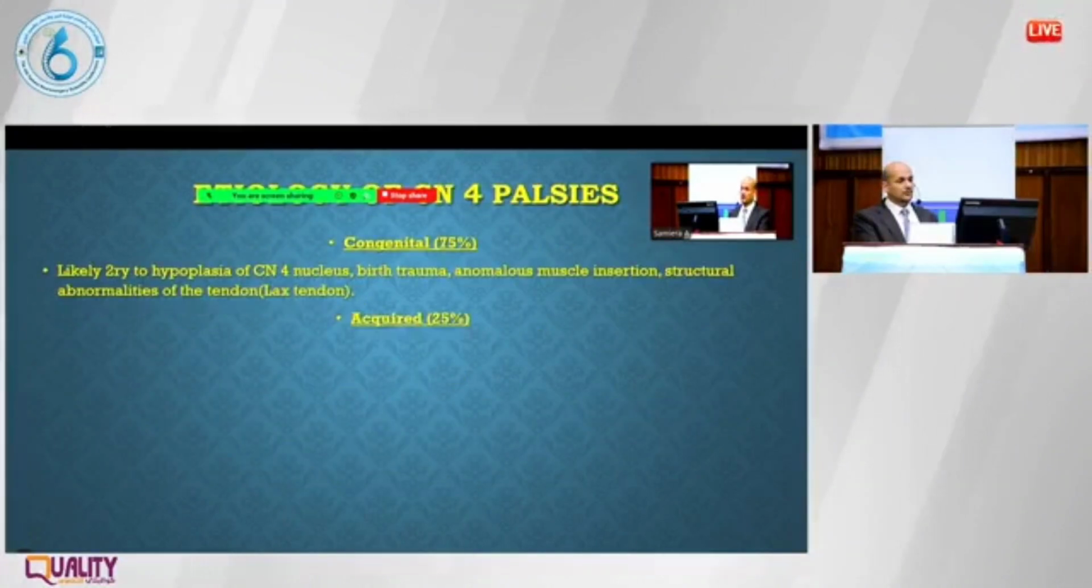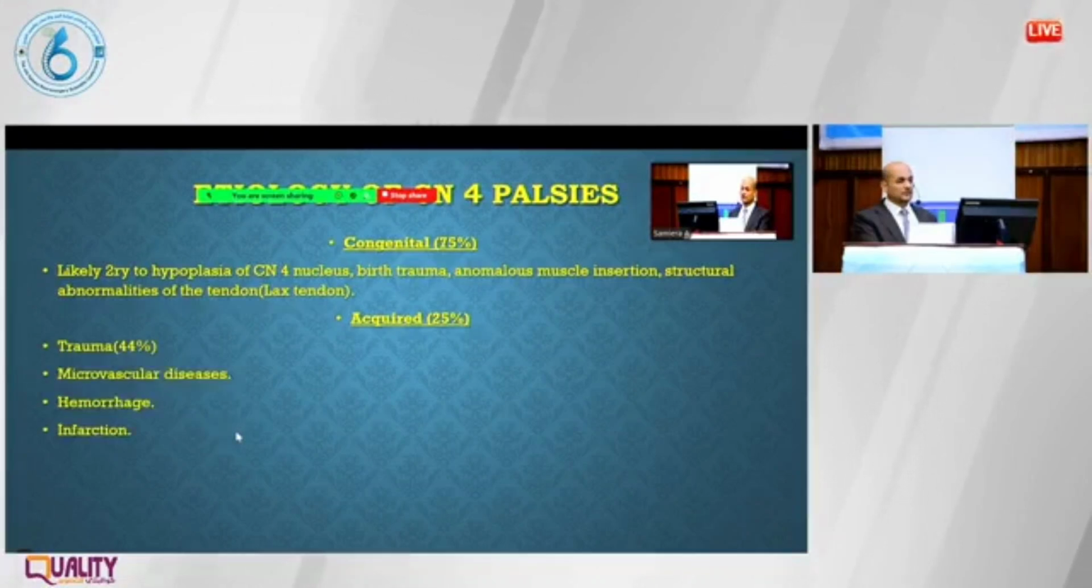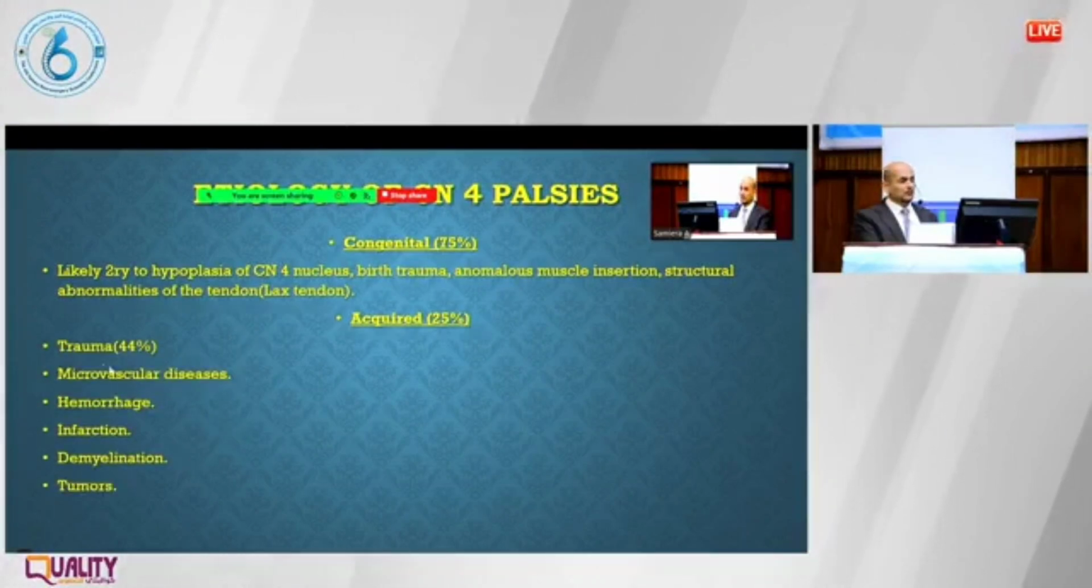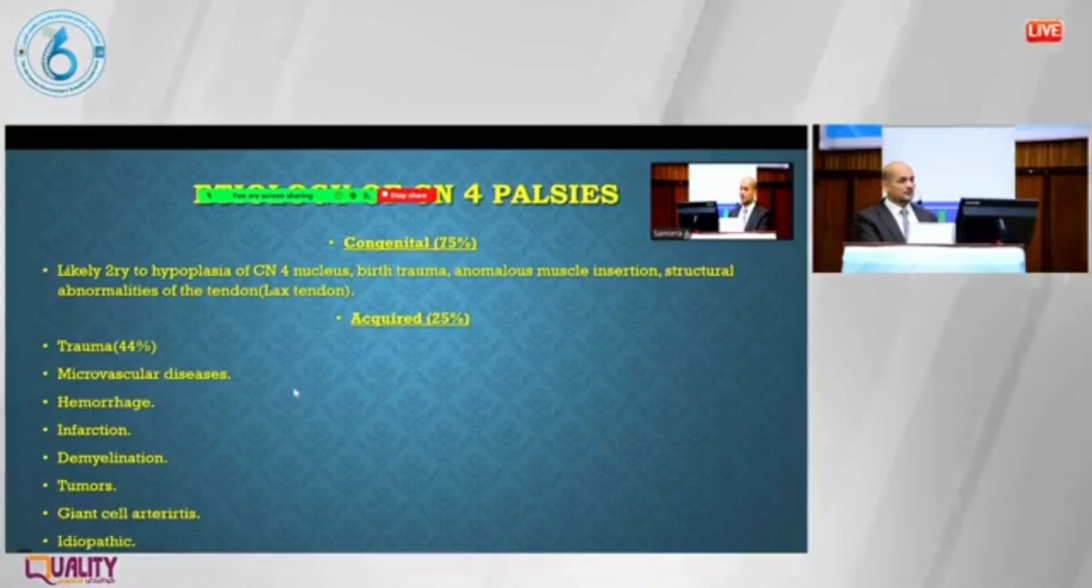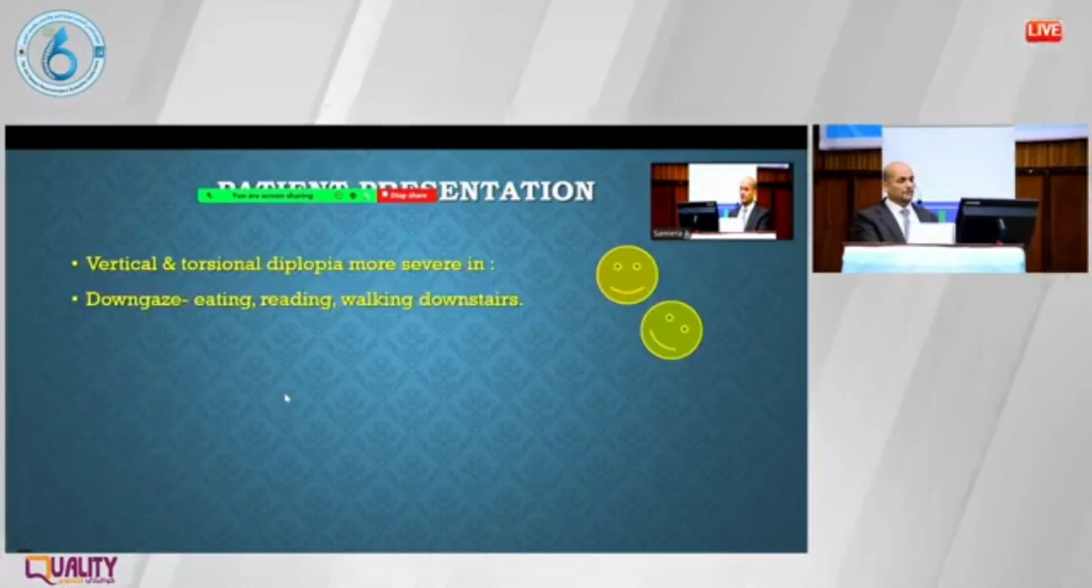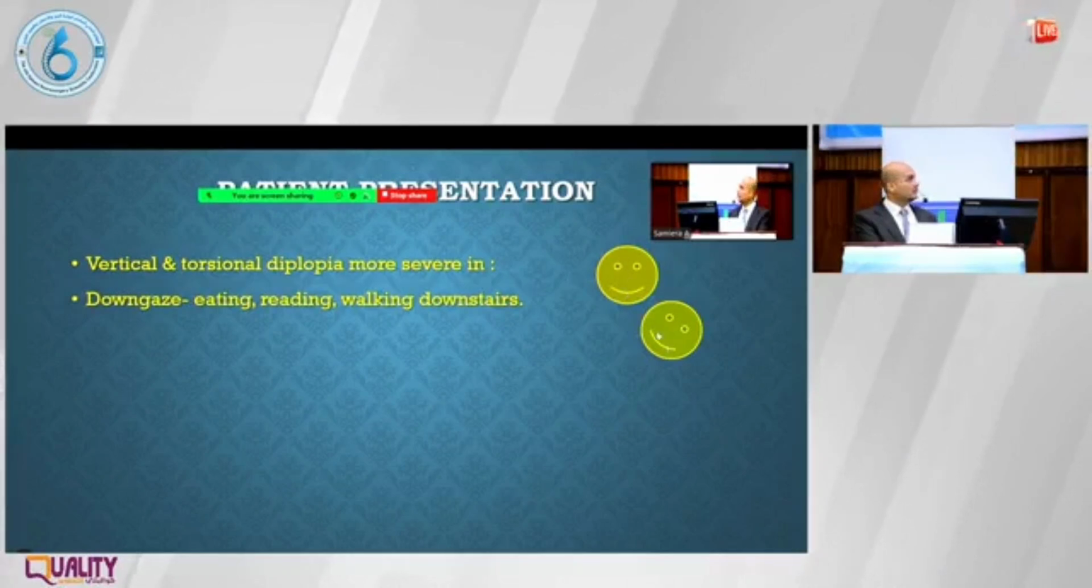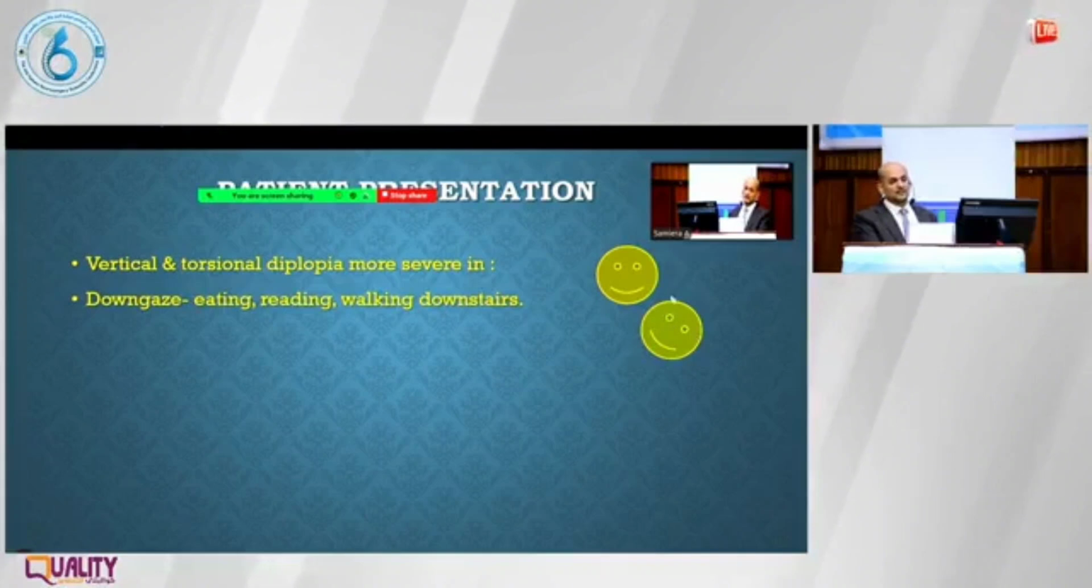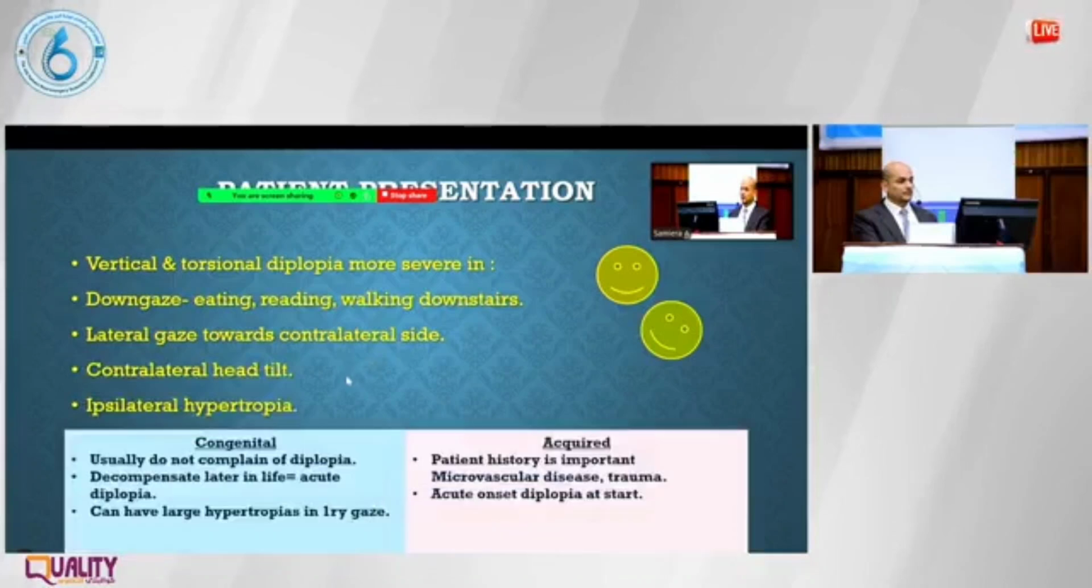So the etiology of fourth cranial nerve palsy: 75% congenital, 25% acquired. Trauma is the most common cause of acquired fourth nerve palsy. The patient usually will present with vertical and torsional diplopia. He will see two images vertically displaced, and one of them is extorted. So that is the torsional diplopia, and that is the vertical diplopia, and it's more in down gaze.